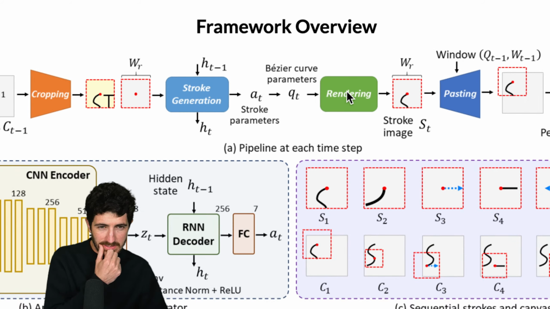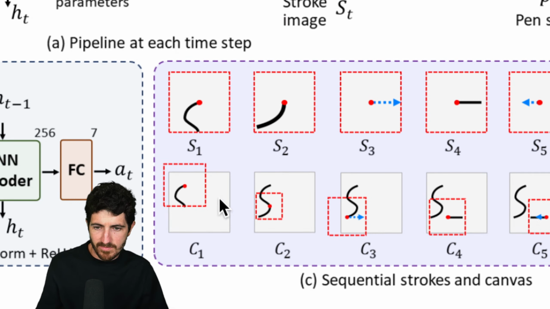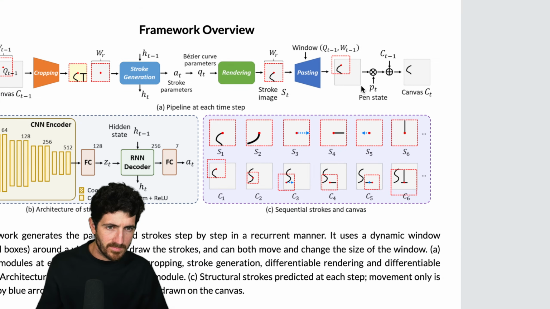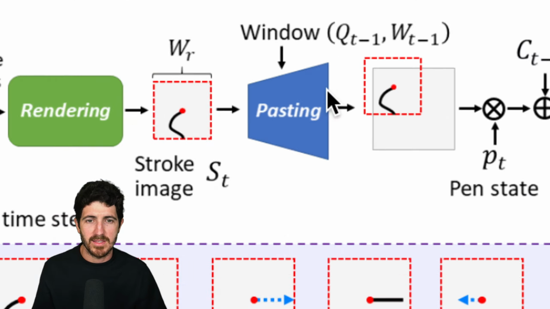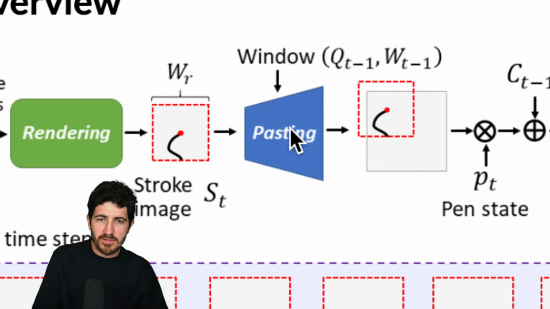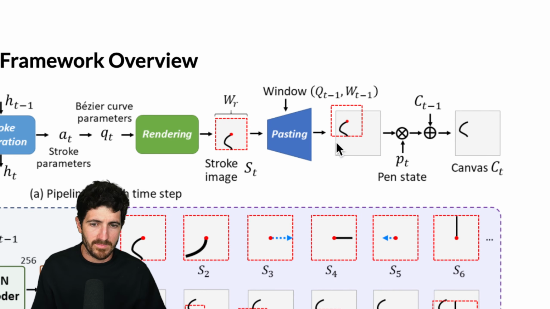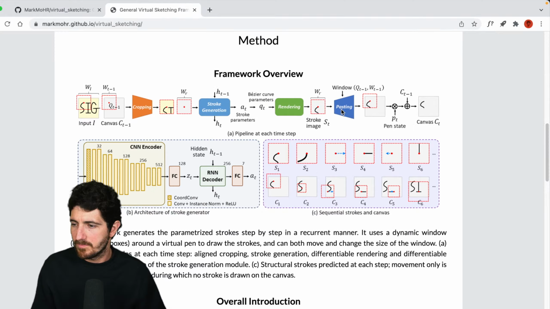And then there is a way in which those are rendered. Window pasting. So that's probably that differential pasting that they're talking about here, because this depends on T. Okay.